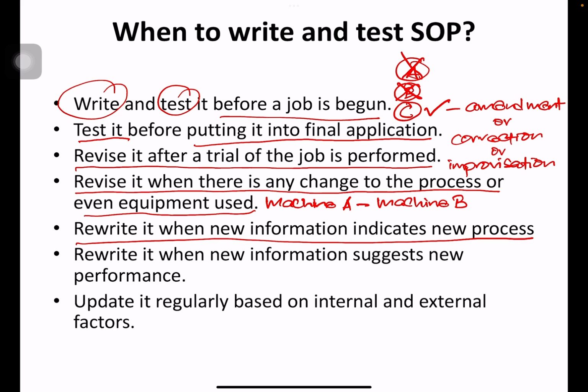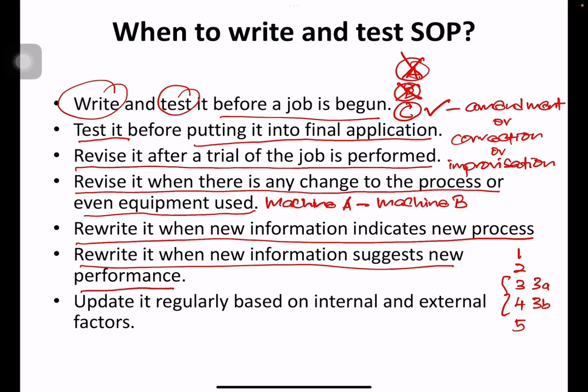You need to rewrite it when new information indicates a new process. Maybe you have steps 1, 2, 3, 4, and 5 previously. Somehow, when you have a new machine, let's say machine B, you have step 3A and step 3B in between step 3 and 4. Because of this additional new information, there will be new processes involved, so you have to write a new SOP.